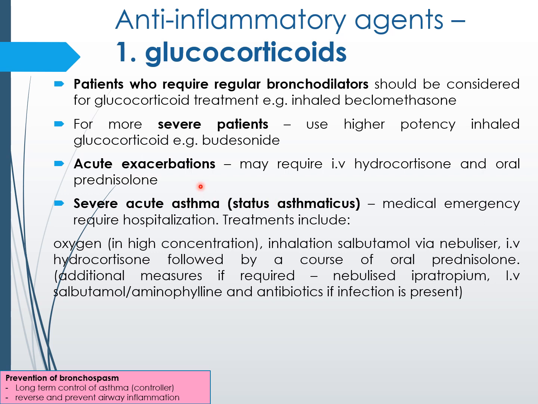During acute exacerbation of asthma, which may require intravenous hydrocortisone and oral prednisolone, and during status asthmaticus, which is a medical emergency, what these patients require is oxygen, inhalation of salbutamol via nebulizer, intravenous hydrocortisone, followed by a course of oral prednisolone. Additional measures, if required: nebulized ipratropium, intravenous salbutamol or aminophylline, and antibiotics if there is an infection in this patient.